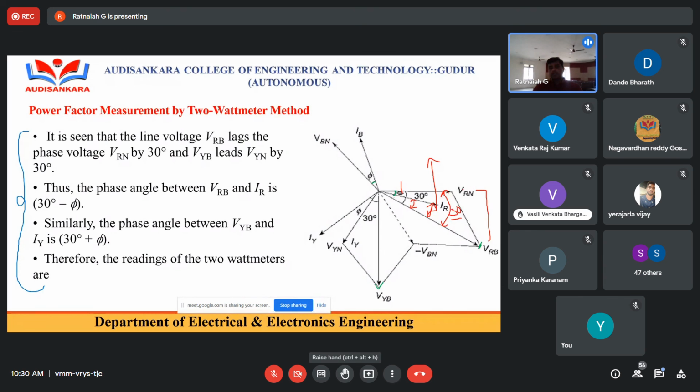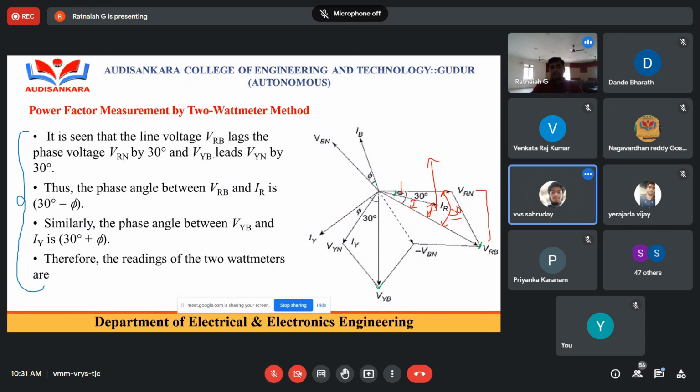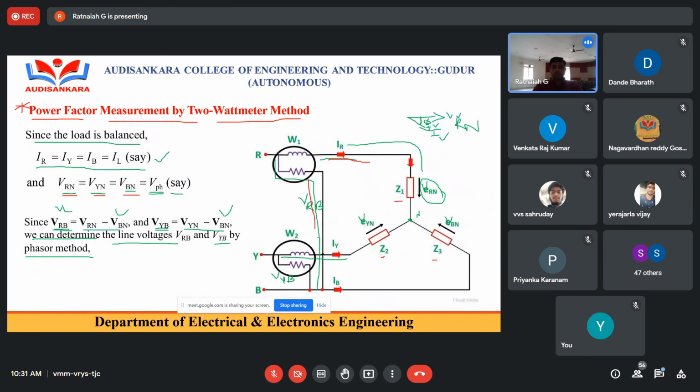The angle between VRN and IR is phi. The angle between VRN and VRB is 30. Then what is the angle between IR and VRB? 30 minus phi. Right, excellent. 30 minus phi. Therefore, the angle between IR and VRB is 30 minus phi.